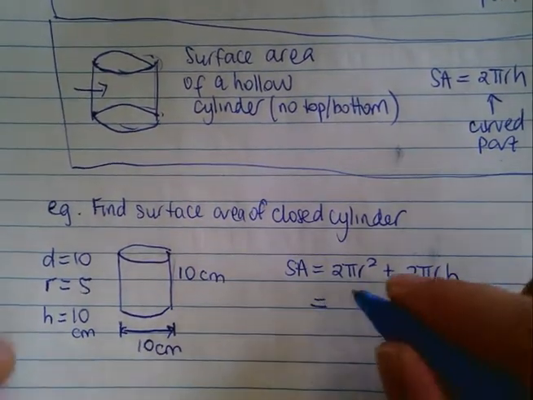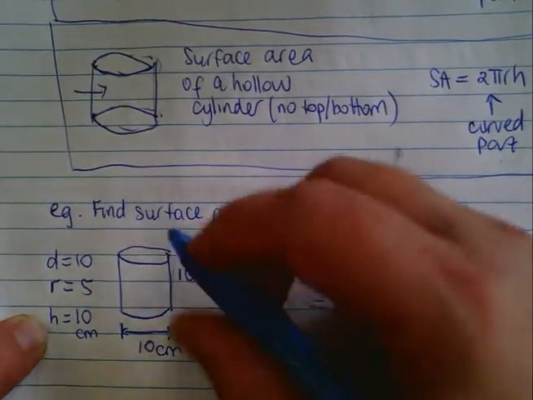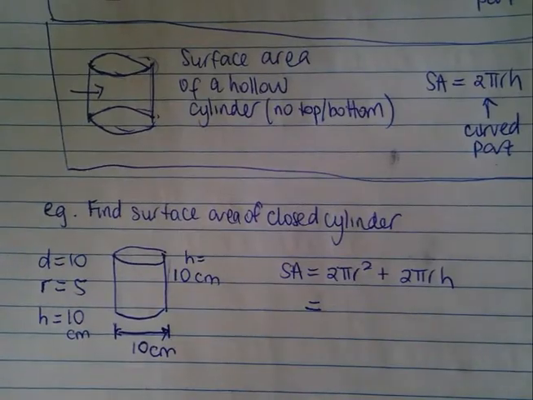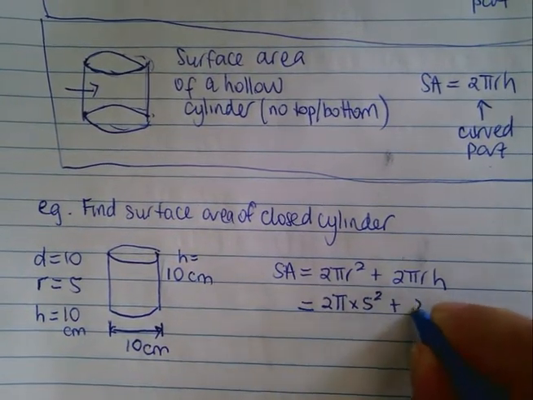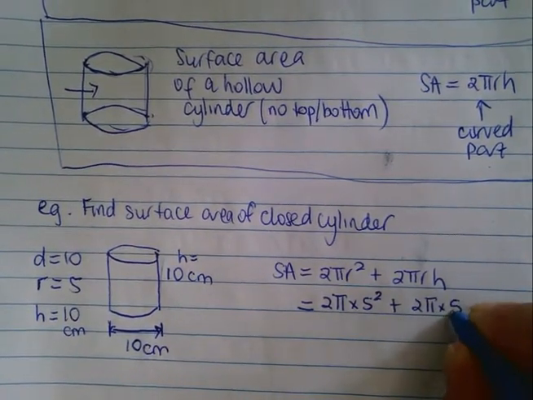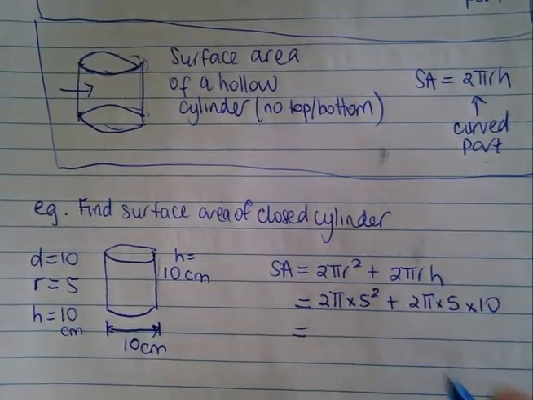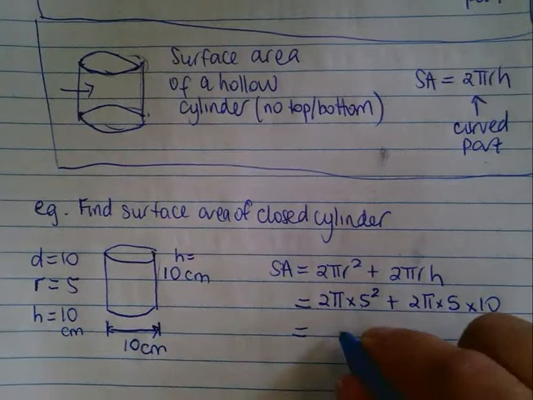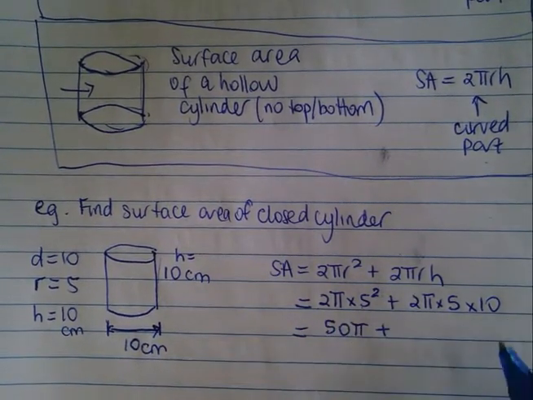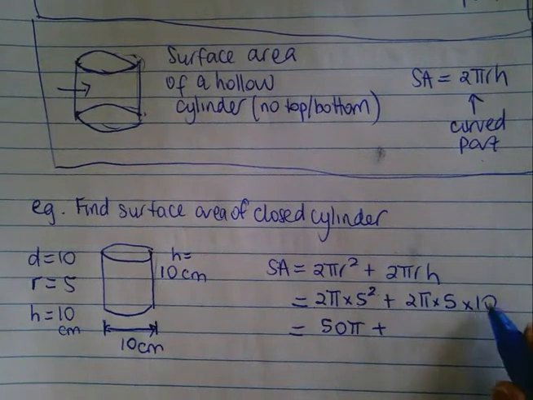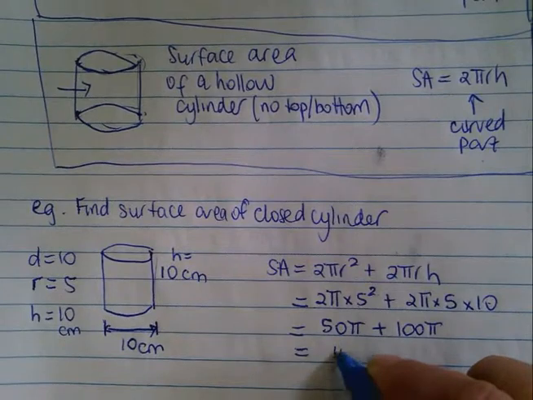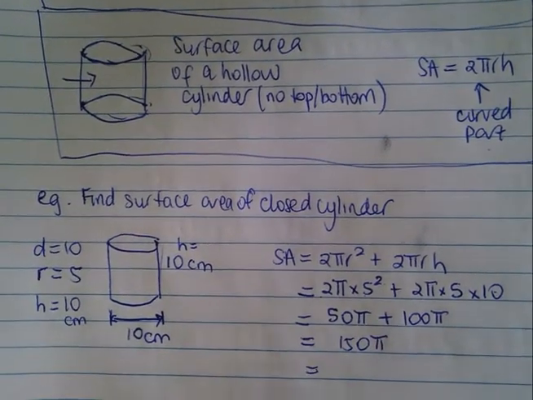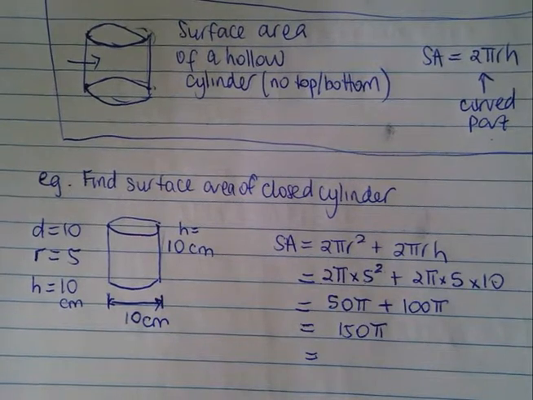Okay, so the radius is 5, the height, that's the height of the cylinder. So we just go 2 pi times the radius, 5 squared, plus 2 pi times 5 times 10. Give me exact, please. What's 2 times 25? 50 pi plus, what's this one? 5 times 10, 100 pi. See, you don't even need a calculator yet. 150 pi. And pi is roughly 3, so your answer should be 460, 470, something like that.